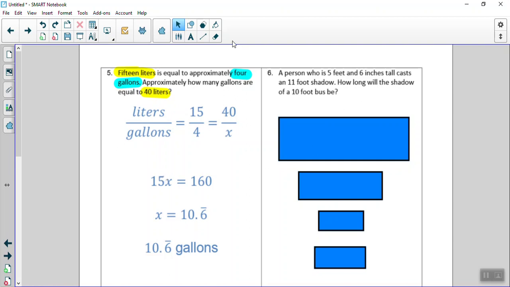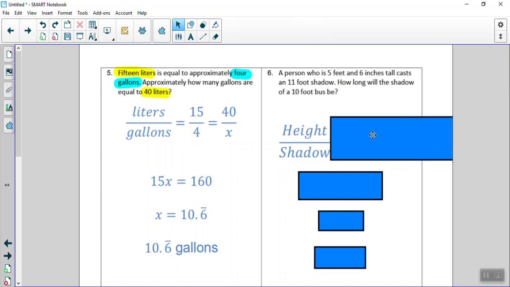Sometimes they're going to make you solve shadow problems. Shadow problems are actually on the SOL all the way up through geometry, so it's good to learn them now. They're not going to go away. You're going to see them over and over and over again. Okay, so when we set up a shadow problem, I always set it up the same way.